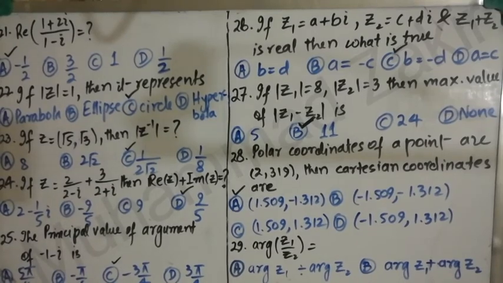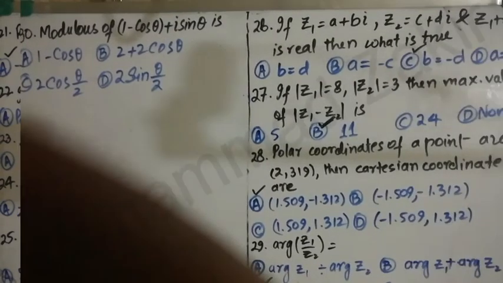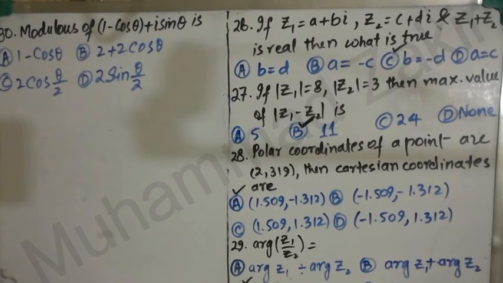So the next question is the argument of z1 by z2. What is it equal to? The relation of arguments is: argument of z1 minus argument of z2. This is a general result and we keep it in mind simply. Now next is the modulus of this complex number. Modulus is simply to be calculated.